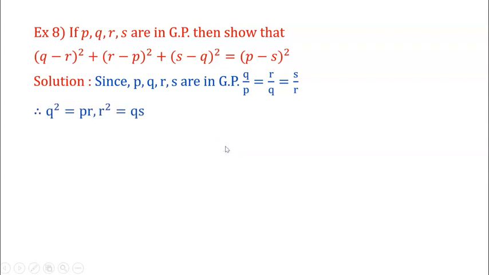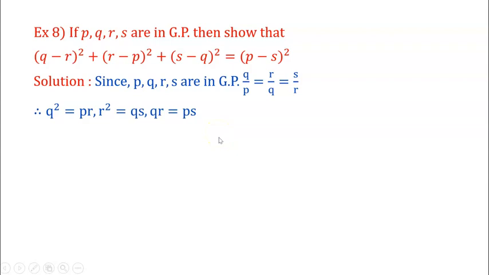Now see this here. Q upon P equals R upon Q. That is Q into Q, you will get Q square, equals P into R. Then Q square equals PR. Next, R upon Q equals S upon R. R into R, you will get R square equals Q into S. And finally, Q upon P equals S upon R. Then you will get Q into R equals P into S.